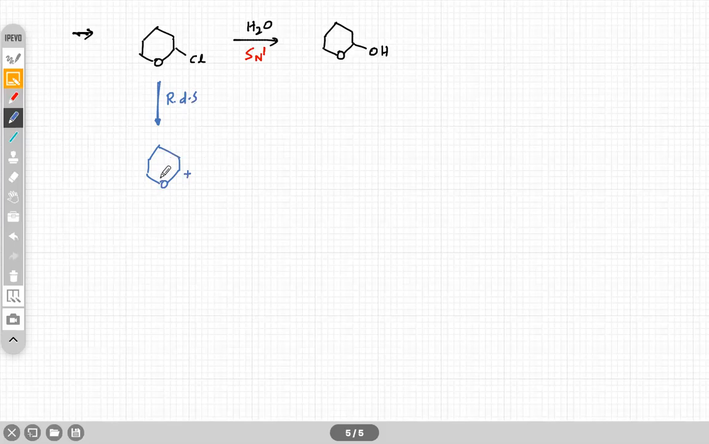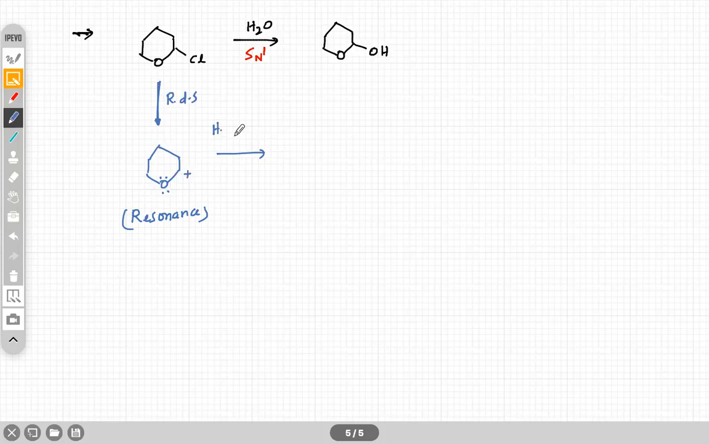Because this carbocation is also resonance stabilized here because of this. It is in conjugation, pi sigma lone pair, right? So here also resonance is possible with this carbocation, hence it is stable and it forms in the reaction. So in the next step, H2O behaves as a nucleophile.